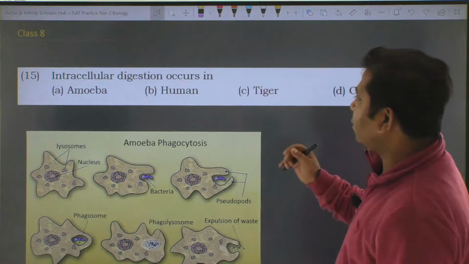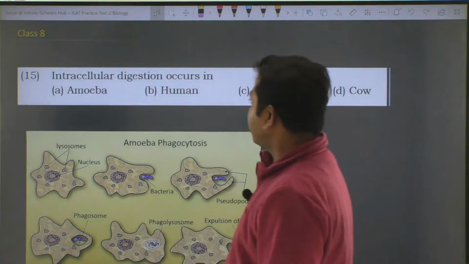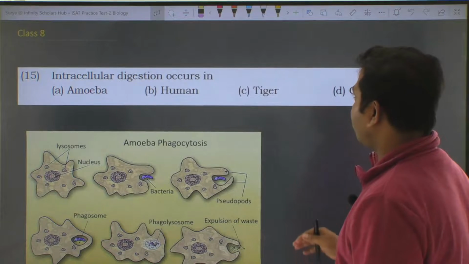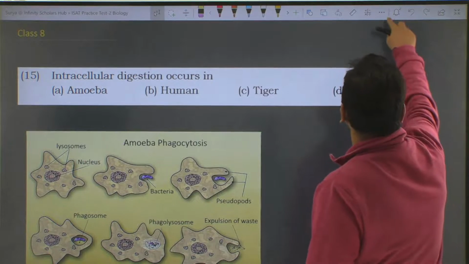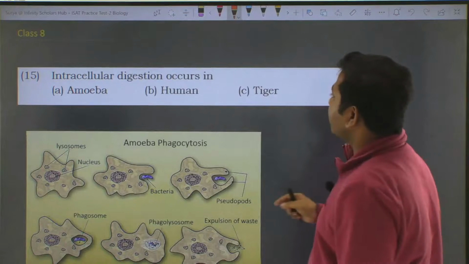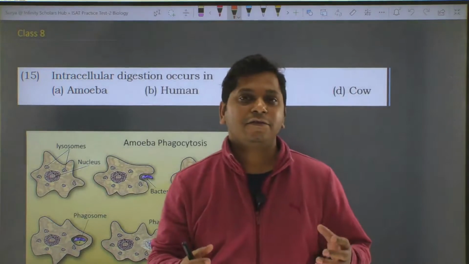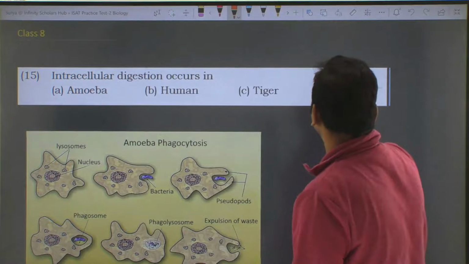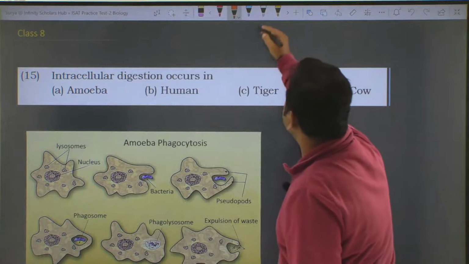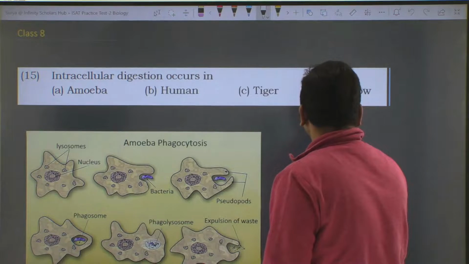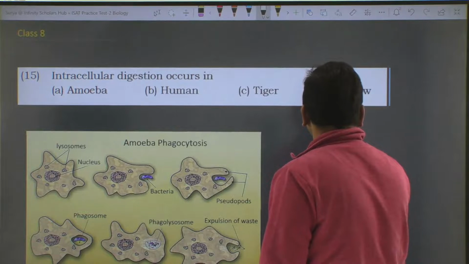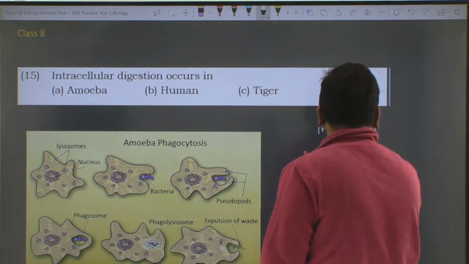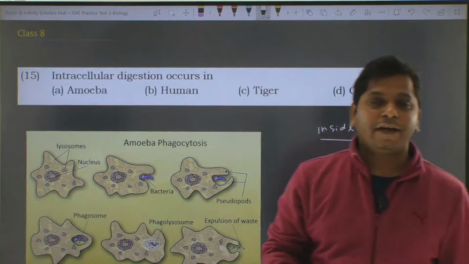So let us look at the first question. It's a very simple question. Intracellular digestion occurs in, okay. As we know, intracellular means the digestion should be taking place inside the cell. It is not outside the cell, okay. So this is digestion taking place inside the cell, and that is what is called intracellular digestion.